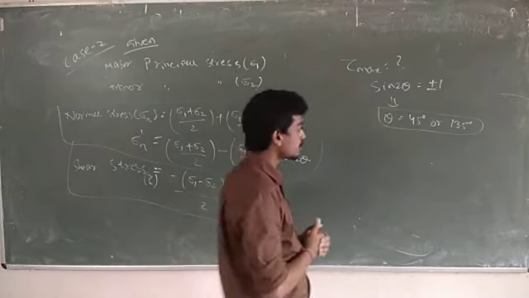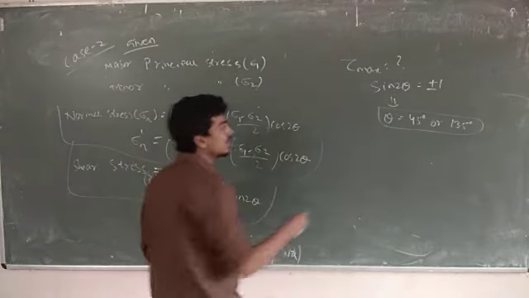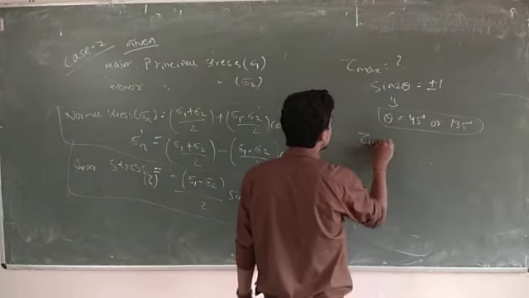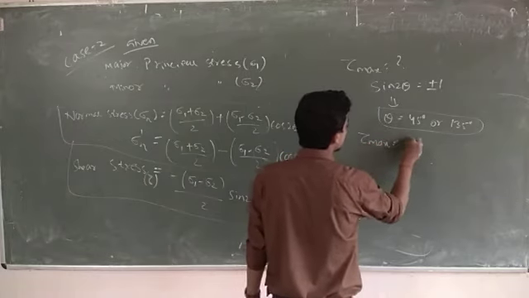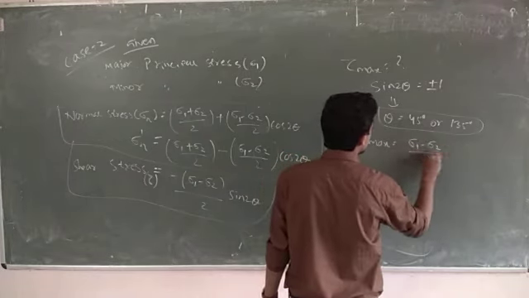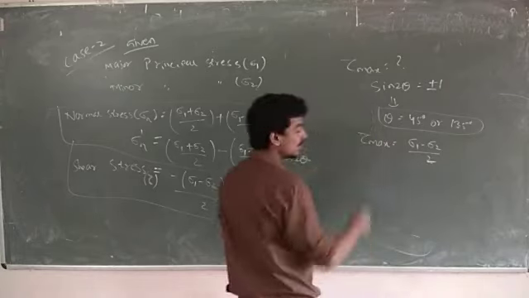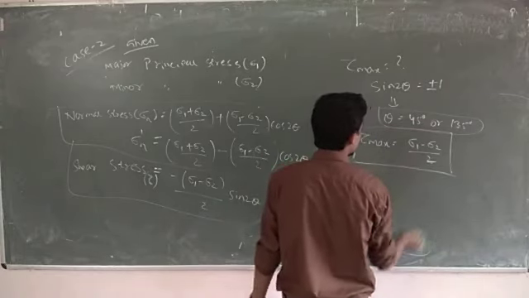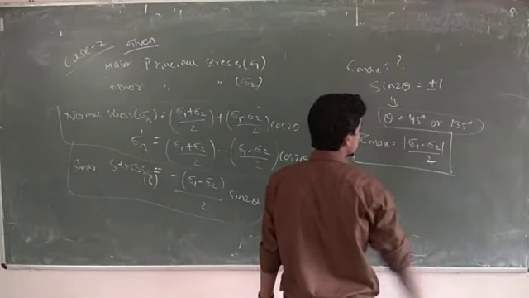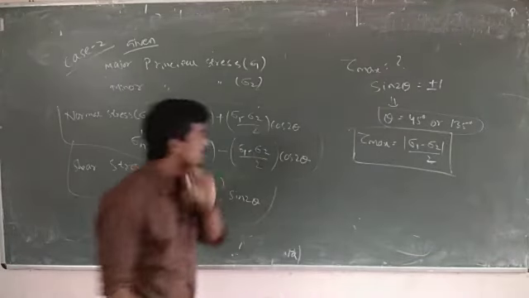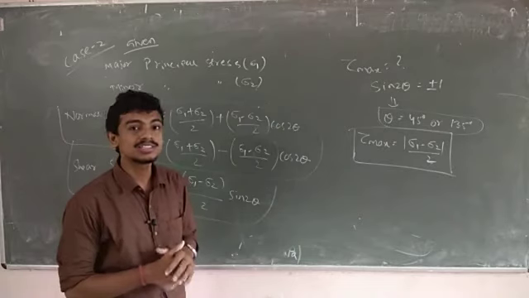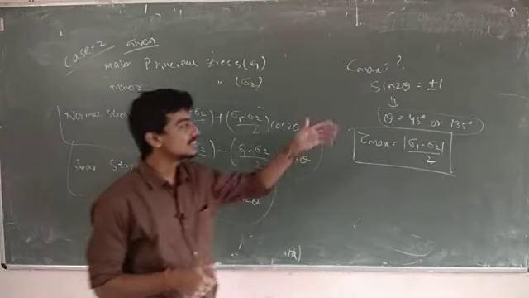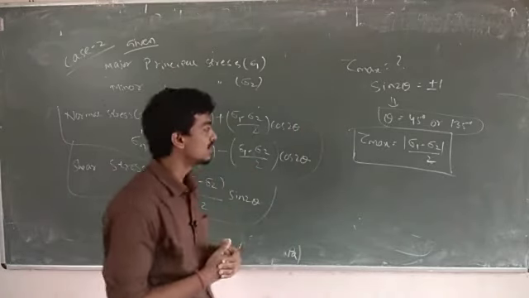Okay, so put that value here. You can find tau max equal to (sigma 1 - sigma 2)/2. If you take the modulus, there is no need to mention the minus sign. So this will be (sigma 1 - sigma 2)/2. This is your maximum shear stress value, because sin 2 theta has already become 1.